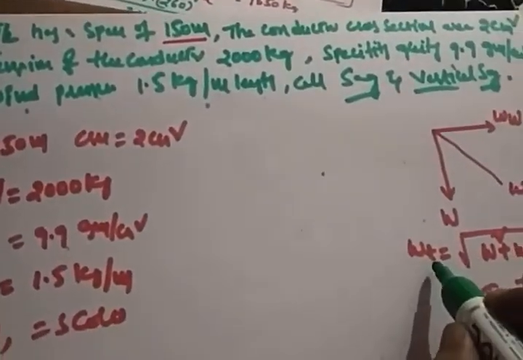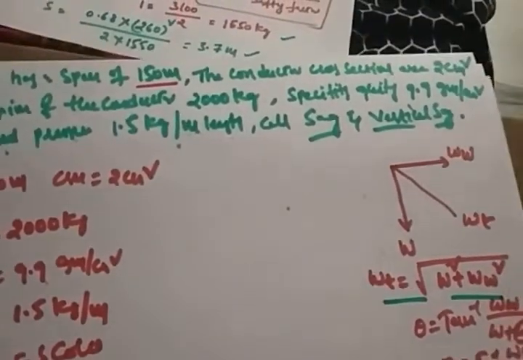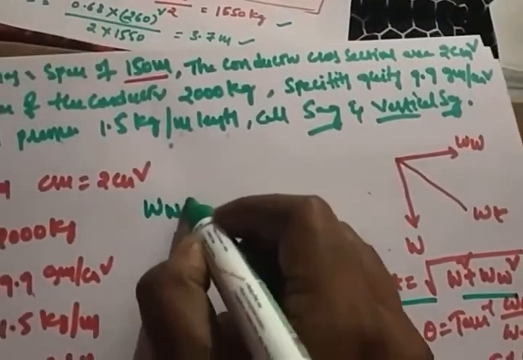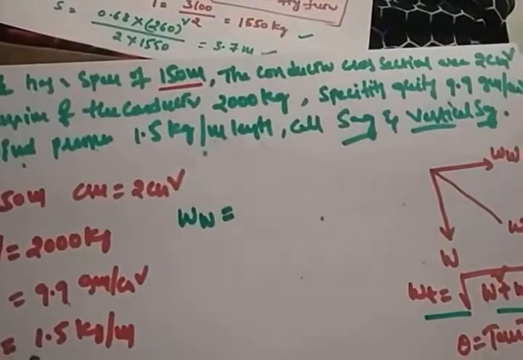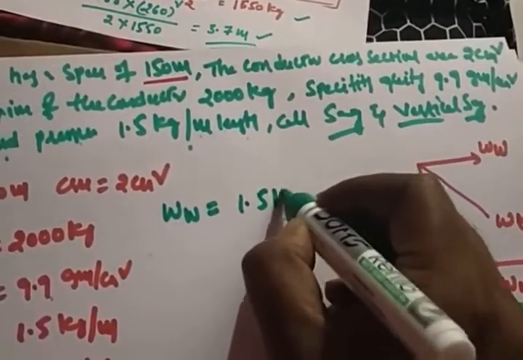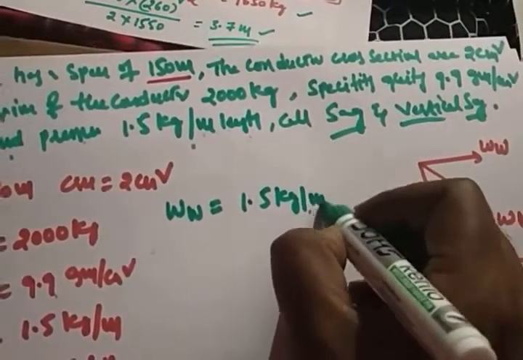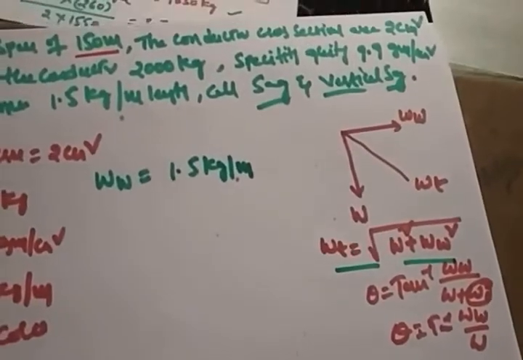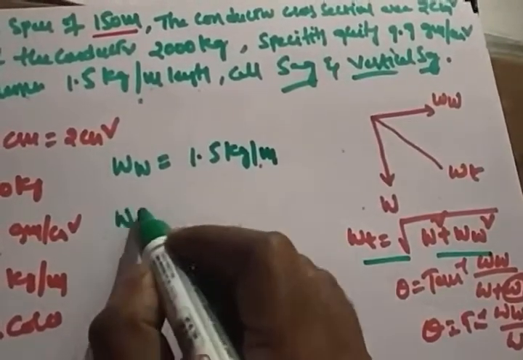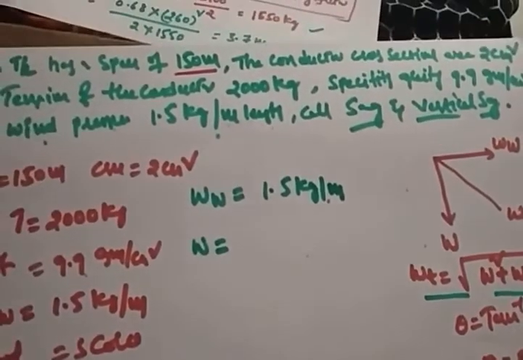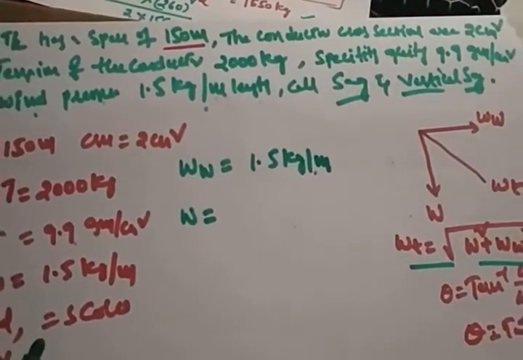First, you have to calculate WT. So what is WW? It is directly given: 1.5 kg per meter. Okay, WW is over. Now you have to calculate the weight of the conductor. So what is the formula for the weight of the conductor?